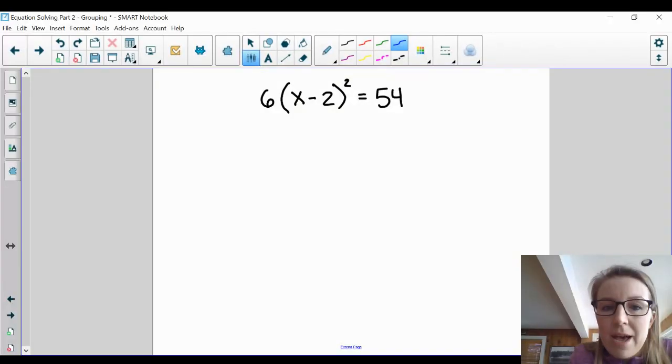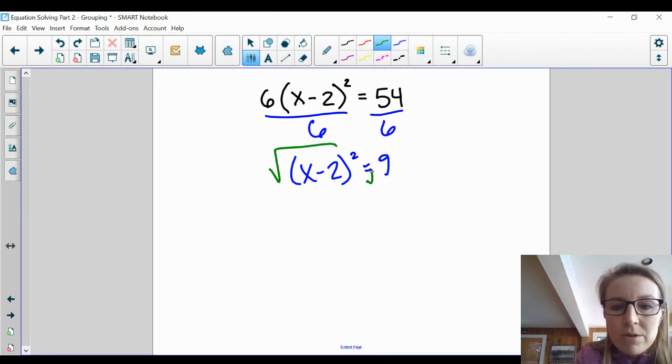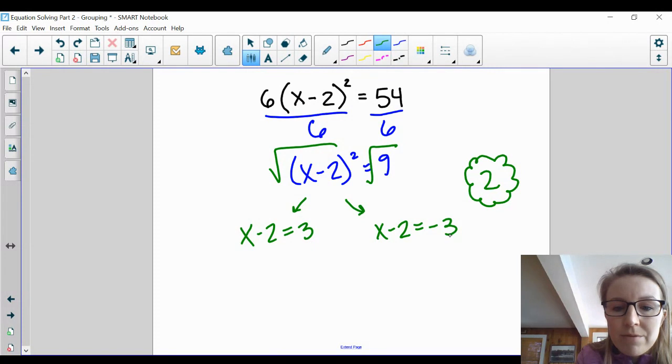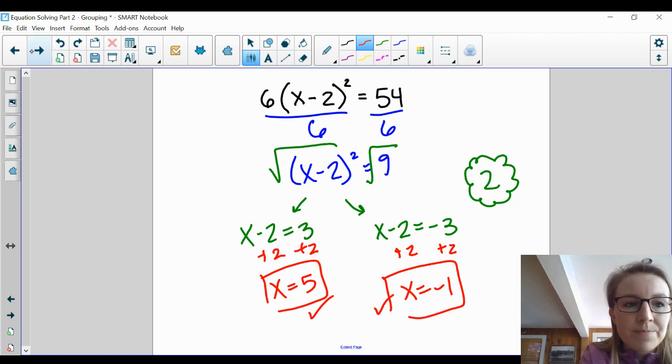So here we have a squared equation, again, something that you're familiar with. We're going to divide everything by 6. So now I have x minus 2 squared equals 9. We are going to square root. Again, we're looking for 2 solutions here because it's a squared equation. So I'm going to have x minus 2 can equal positive 3, or I can have x minus 2 equals negative 3, because the square root of 9 can either get me to positive 3 or negative 3. When I solve, I'm going to end up with x equals 5. And when I solve here, I end up with x equals negative 1. Again, a squared equation, I have 2 solutions.